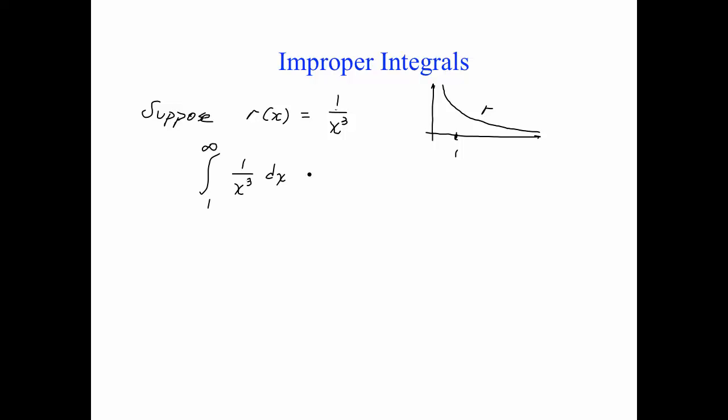So, how do we do this? The first thing is, we can't plug in infinity. We have to first change this to a limit. So we're going to take the limit as a approaches infinity of the integral from 1 to a. When we have these improper integrals, we're really looking at limits. So this is the limit as a approaches infinity of the integral from 1 to a of 1 over x cubed dx.